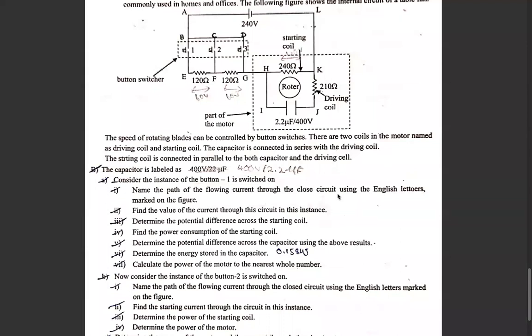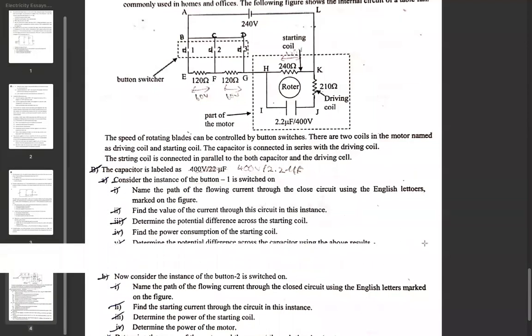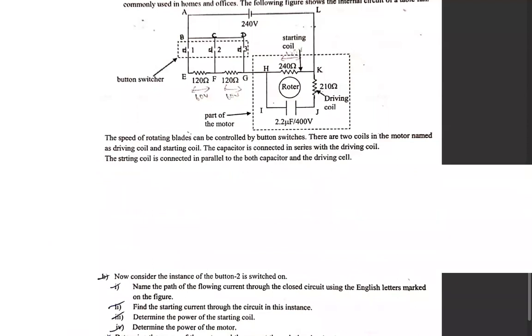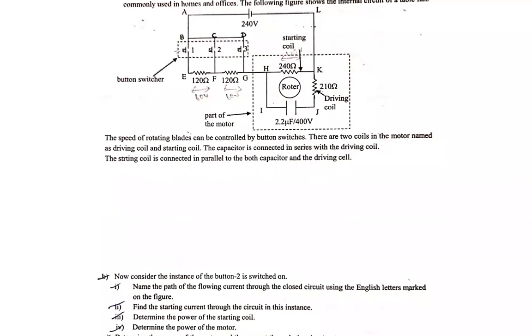Let's see. Okay, now let me cover part A, and let's focus on part B now. Consider the instance of button 2 switched on. So when you put the second button on, current won't flow through B and D, but path C will be completed like this. So we can get rid of the other two paths. No current flows through this. Name the path followed by the current through the closed circuit using English letters.